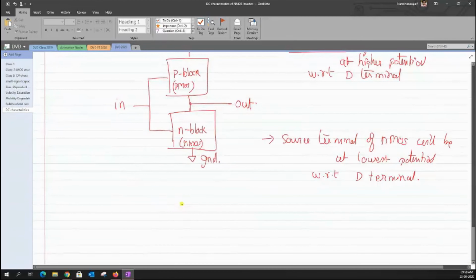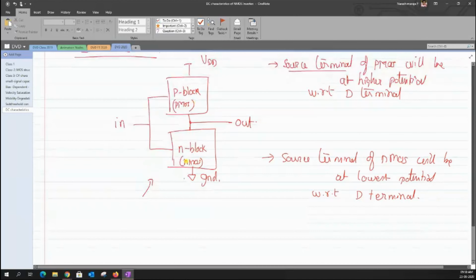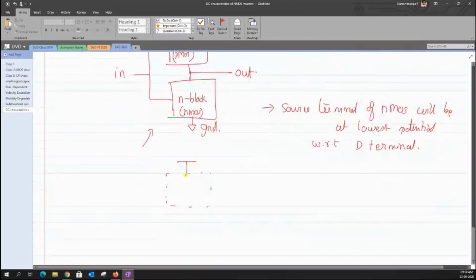As I said, we need both a P block and an N block, and for the CMOS inverter we need only two transistors. One is a P transistor, the other is an N transistor, and both have to satisfy this condition. Let me put my PMOS transistor inside the P block. As I said, the source potential is supposed to be higher than the drain, so I place my source terminal towards VDD, and then the drain terminal falls below that.